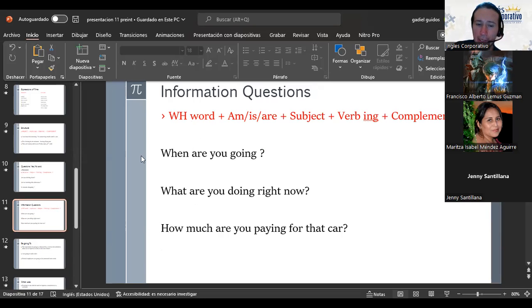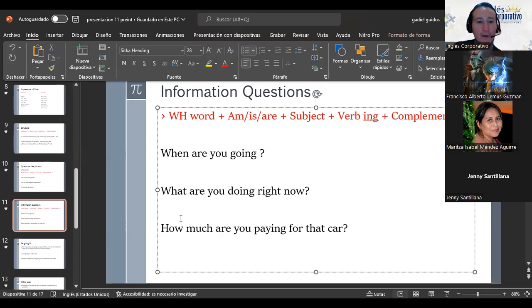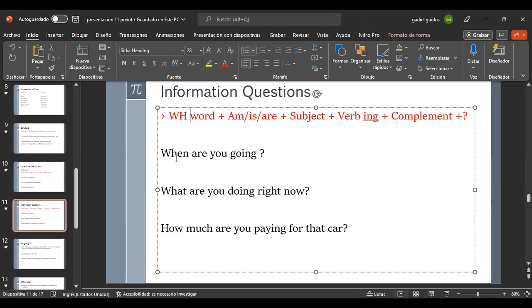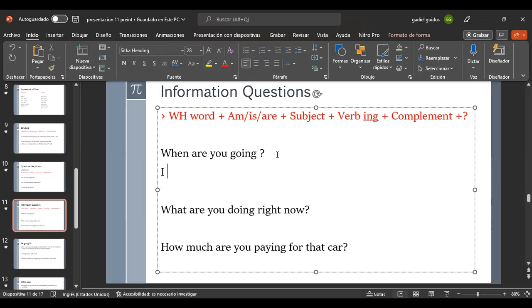So you have the WH word at the beginning, and then it can be like what, when, why, which, all those kind of words, okay? And then the verb to be, are, is, or am, then the subject, then the verb in the ing form, and the complement. So it's the same thing, right? So you can ask, for example, when are you going? ¿Cuándo vas a ir? You can say, I am going on Monday. Okay, so the answer is going to be also using the same structure. Okay, I am going on Friday. Voy a ir el viernes.